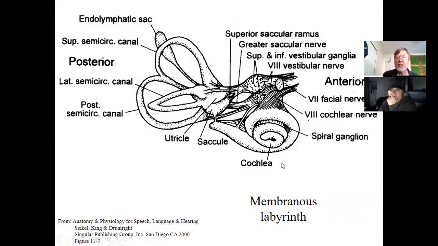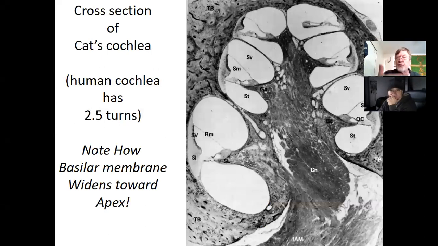This is just a picture looking at the membranous labyrinths and how it communicates with the 8th nerve. Membranous labyrinths of the vestibular system and how they communicate to the 8th nerve, all of this going toward the brainstem. A cross-section of a cat's cochlea, and here you can see again bony labyrinth, and the membranous labyrinth splitting the bony labyrinths into two.